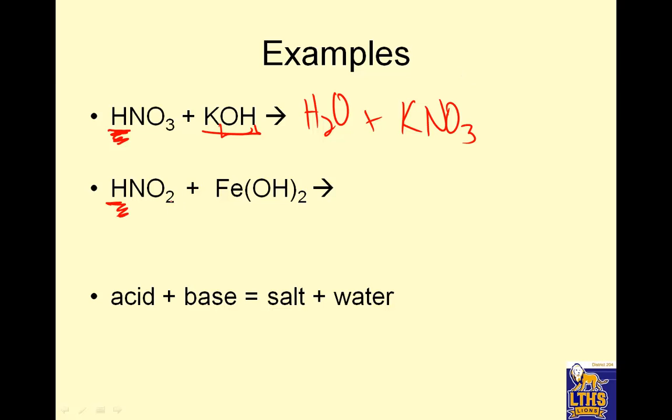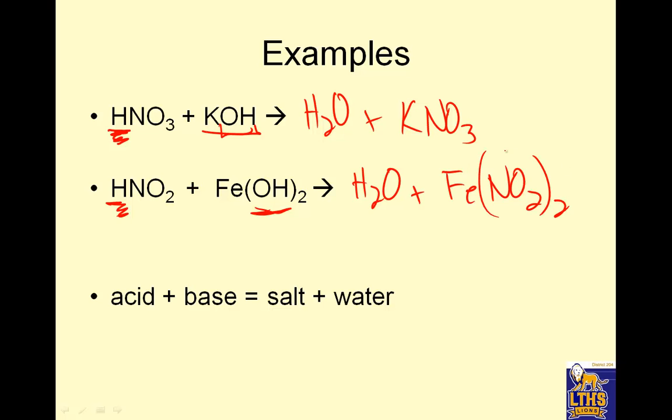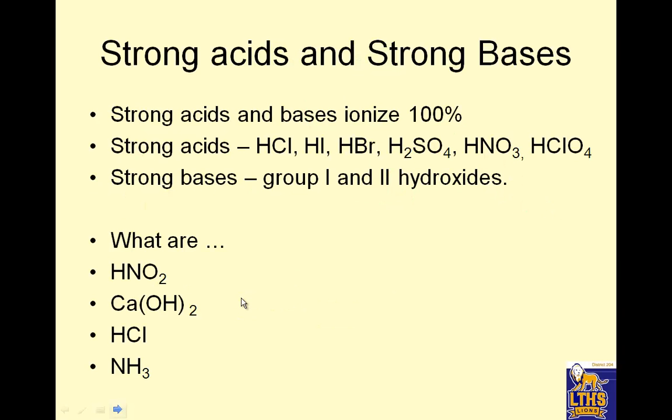HNO2, I'm an acid, plus a base. These guys are going to make new friends, H2O, and then I'm going to have Fe(NO2)2. Fe is plus 2, and nitrite is minus 1. It takes 2 nitrites to balance the iron. Acid plus base equals salt and water.